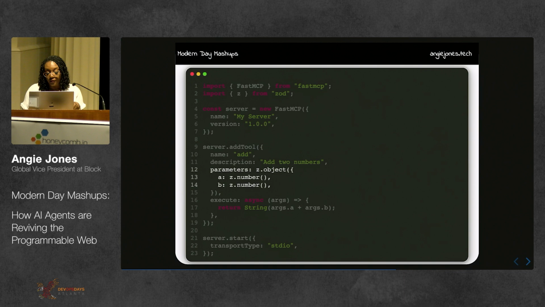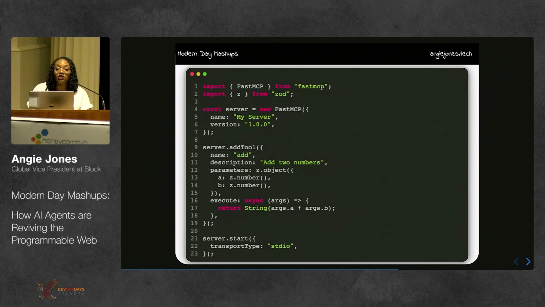Next are parameters. So just like a function, if you want a tool to do something, you provide arguments in many cases. So this is specifying that 2 numbers are needed when calling this tool. And then you provide a body specifying what happens when this tool is called. Okay. And you can add as many of these tools as you want.